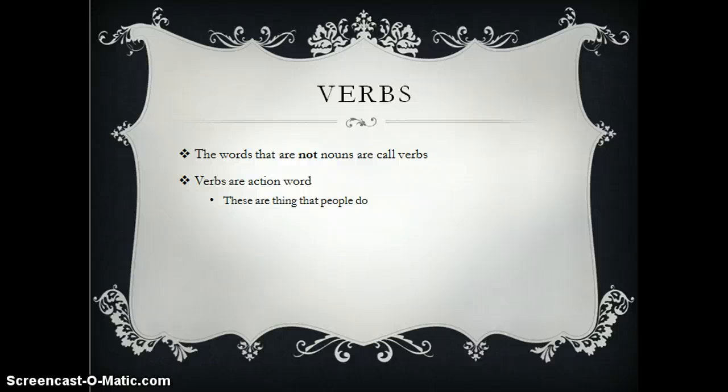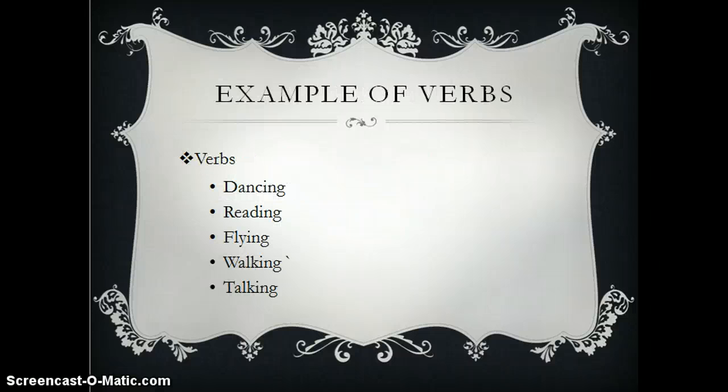Verbs. These are words that are not nouns. Verbs are action words. They're things that people do. Here are some examples of verbs: dancing, reading, flying, walking, talking. These are all action words. These are what we do, what we act out.